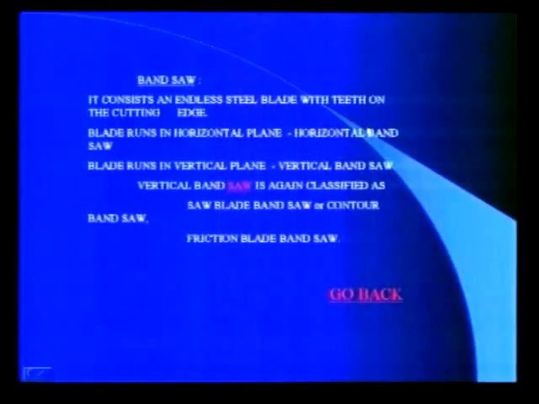Metal cutting band saws are used for cutting off operations. The band saw consists of an endless steel blade with teeth on the cutting edge. The band saw has a continuous cutting action and the blade runs in only one direction. The work is fed against the fast running saw blade. Based on the direction of the saw blade, the band saws are further classified into the following types. One is horizontal band saw, another one is vertical band saw.